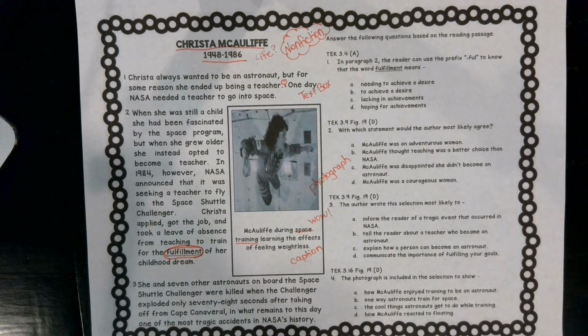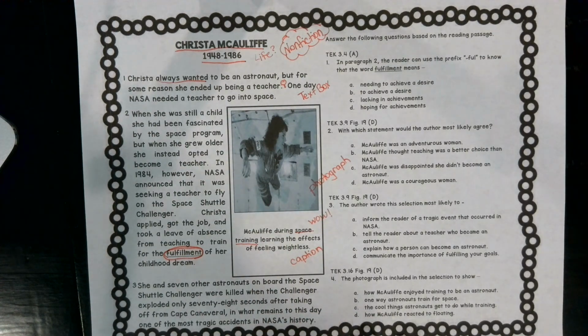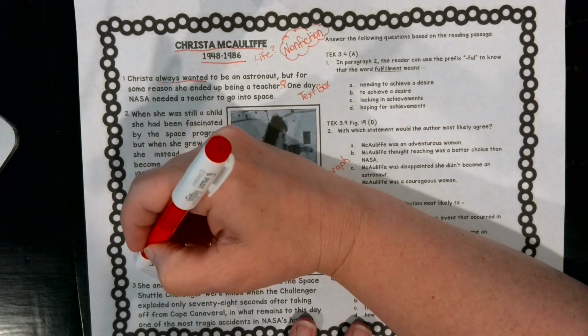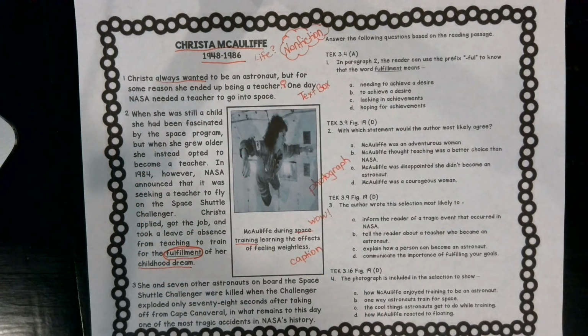Wow. So it's kind of like she got what she wanted, isn't it? It said that she always wanted to be an astronaut, and now all of a sudden she was accepted and was going to go and do what she always wanted to do, her childhood dream. Wow, that's pretty lucky. Let's finish the paragraph.